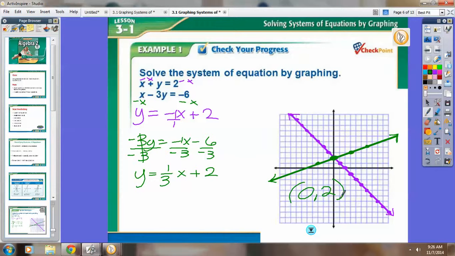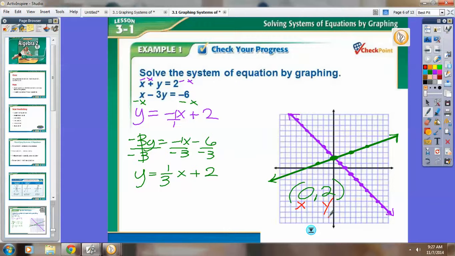2. If an ordered pair is a solution, what does that mean? Plugs into the equation. It works when we plug it in. So you're saying if I was to put 0 in for x in both equations, and 2 in for y in both equations, that'll work for both of them? Yeah. Let's check. For this first time, I want to plug in that ordered pair. 0 for x and 2 for y.